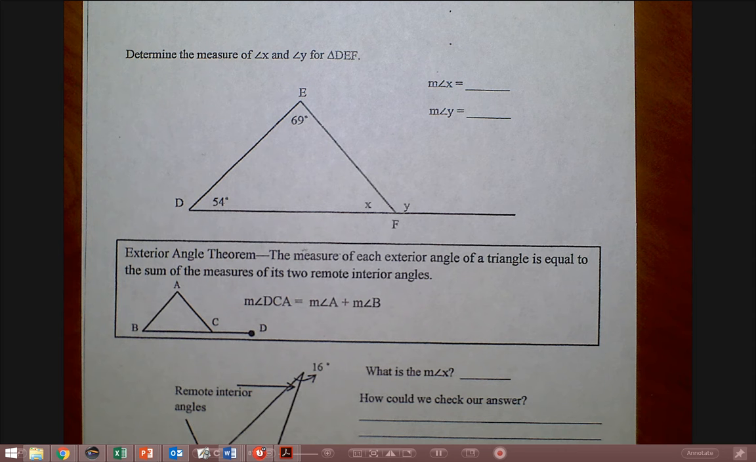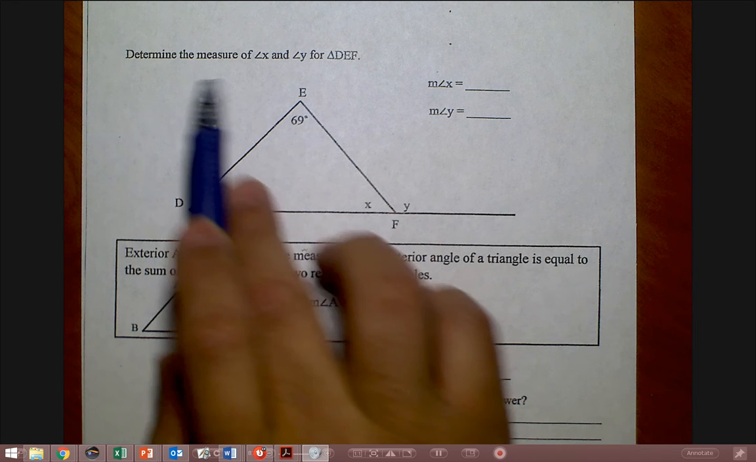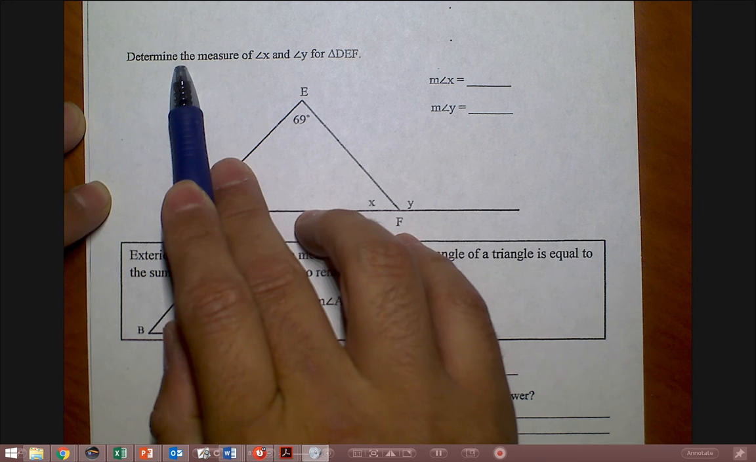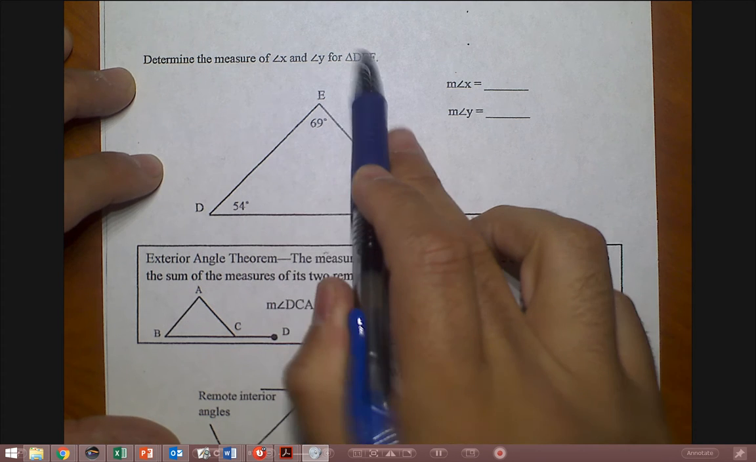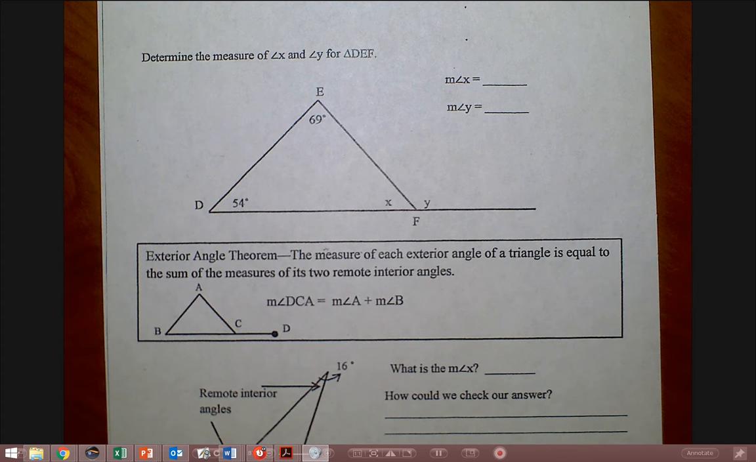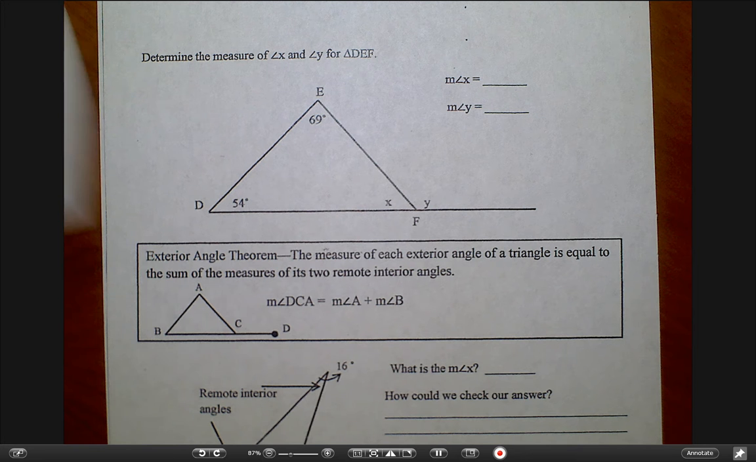For these ones right here, we're going to take a look at a couple things with the exterior angle formula. It says right here, determine the measure of x and y for DEF. For the exterior angle theorem, we have a special way of doing these. Now, we have to categorize either inside or outside.